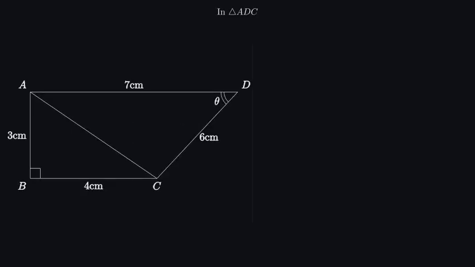We apply the cosine rule in triangle ADC. The side opposite theta is AC. The two sides forming the angle theta are AD and CD. Now substitute AC equals 5, AD equals 7, and CD equals 6. We square the known sides. Also, 2 times 7 times 6 equals 84.